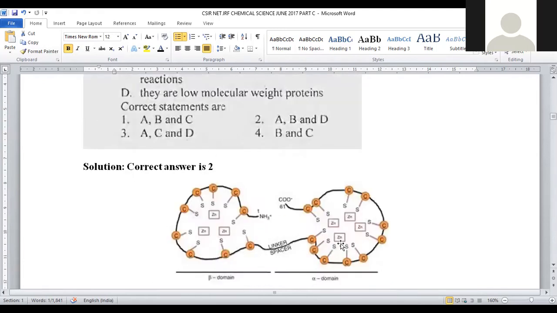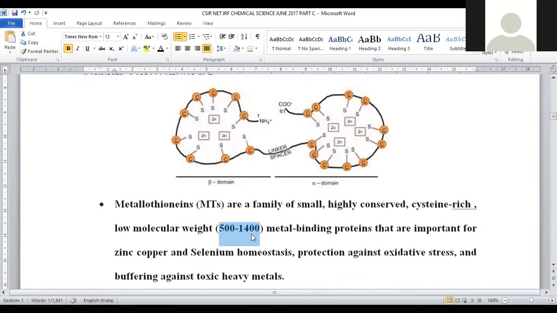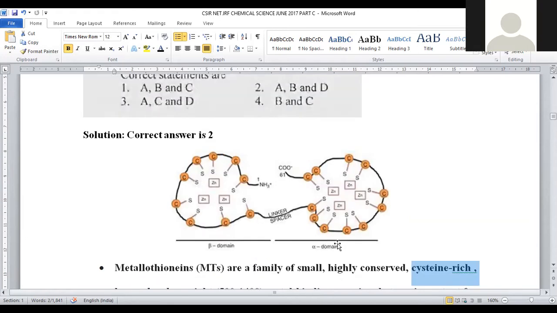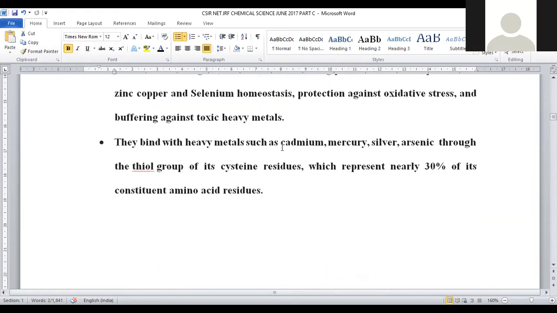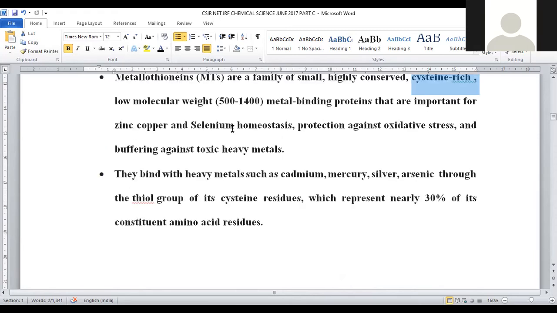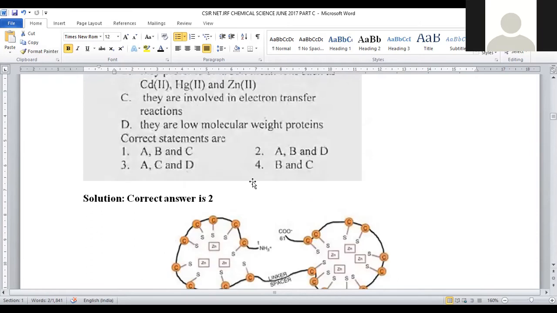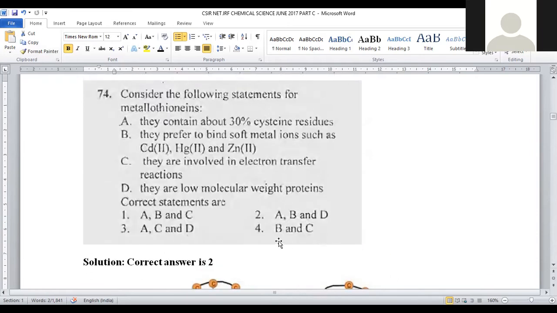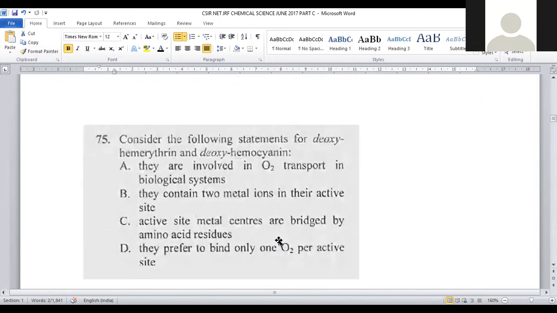Metallothioneins are long chain polymeric units with low molecular weight, 500 to 1400. Cysteine units are present at around 30% within the skeletal structure and are used to capture cadmium, mercury, silver, arsenic, and also even zinc, copper, selenium, especially working against toxic heavy metals, right? So option number 2 will be the right answer for question number 74.